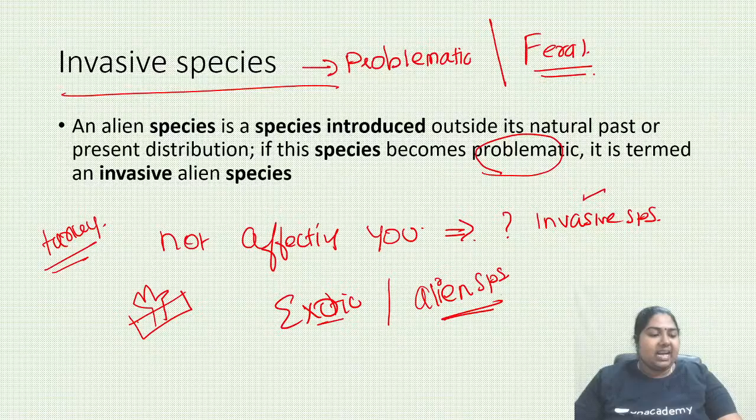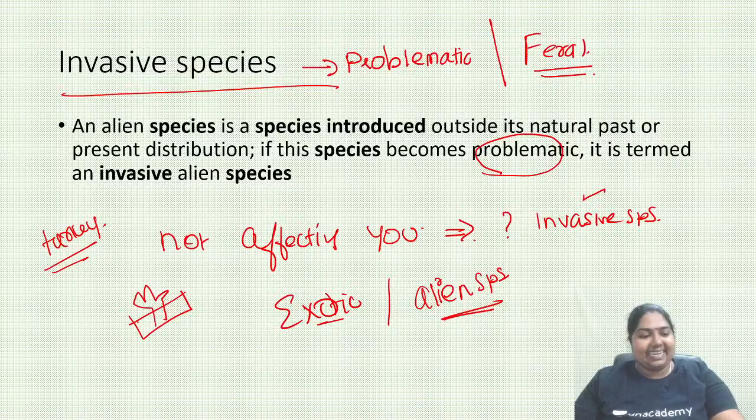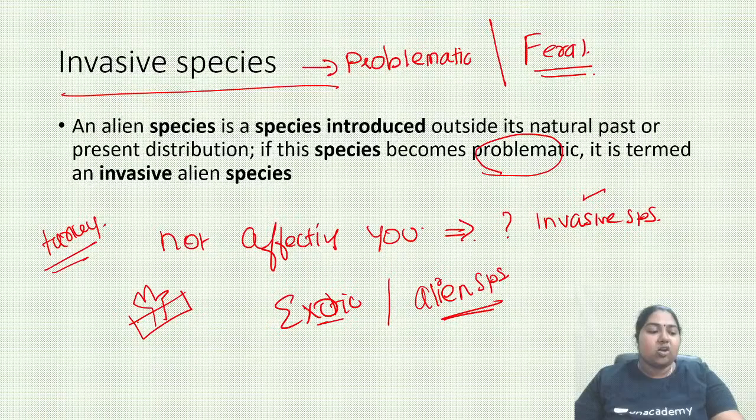These feral animals or feral plants are not depending on the human. So that is what is called feral. Certain things are domesticated, and they are all dependent. So they become the feral ones.